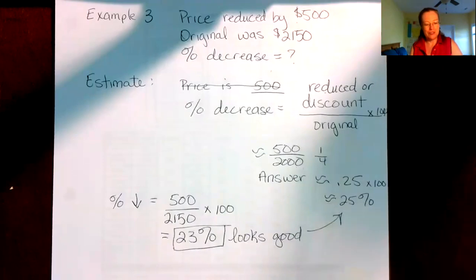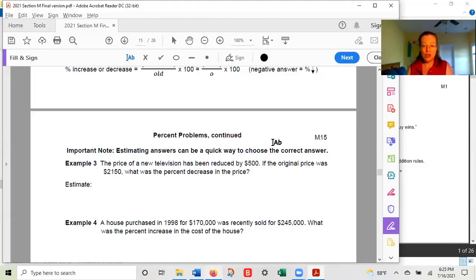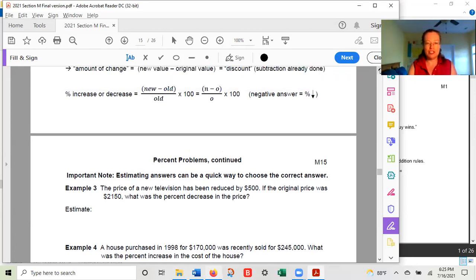I'm going to switch on over to my main screen, and let's see what we've got. A house purchased in 1998 for $170,000 was recently sold for $245,000. Yes, the market is doing really well right now. What was the percent increase in the cost of the house? I want you to think about which numbers are important and which one of these forms we were given. We're asked for percent increase. Did they tell us flat out the amount that it was increased? Or did they give us 2 values and we have to do the subtraction?